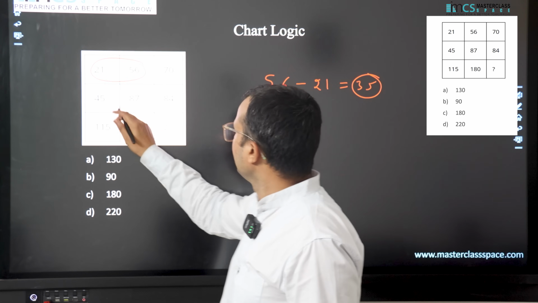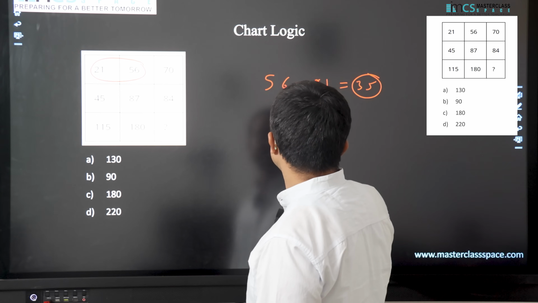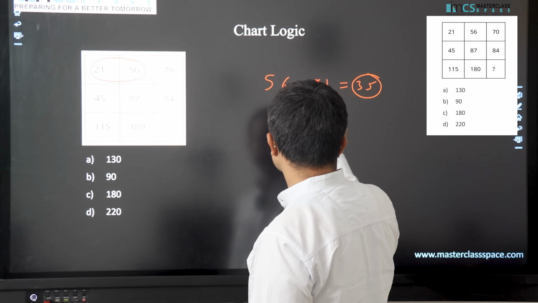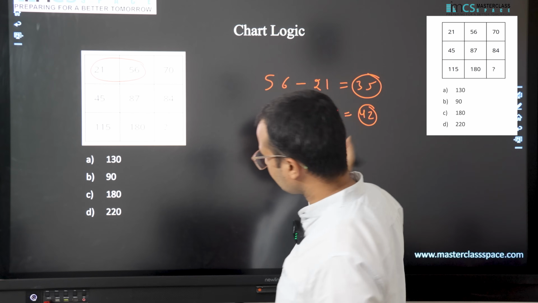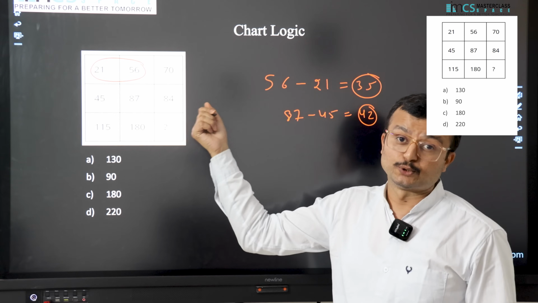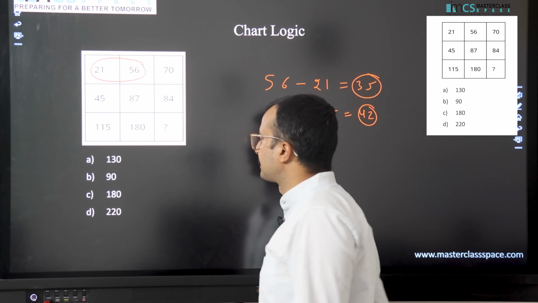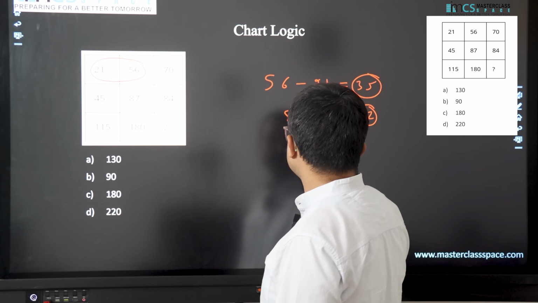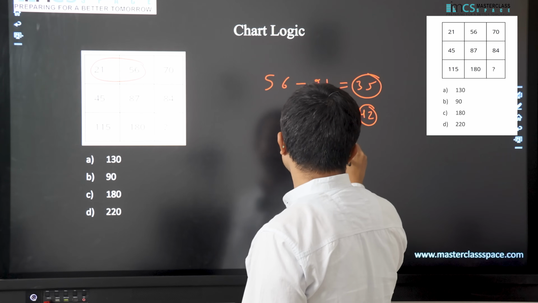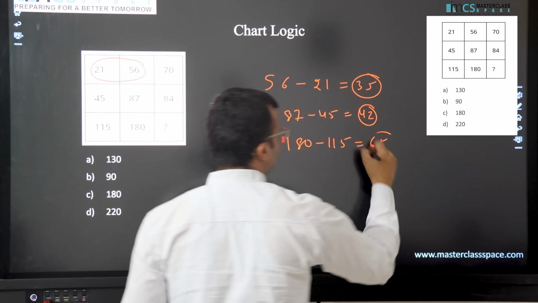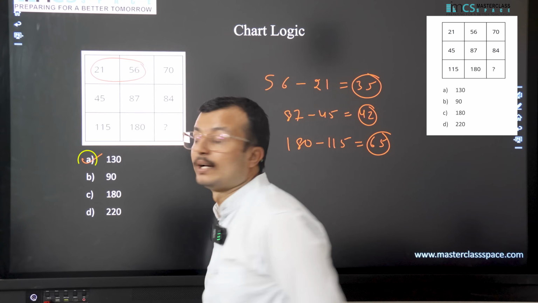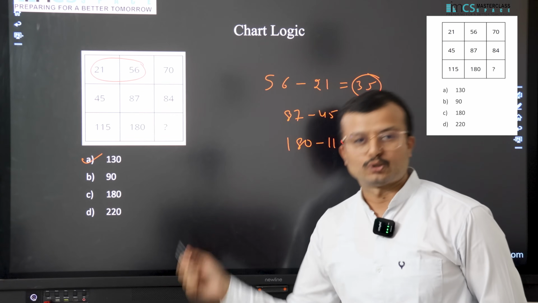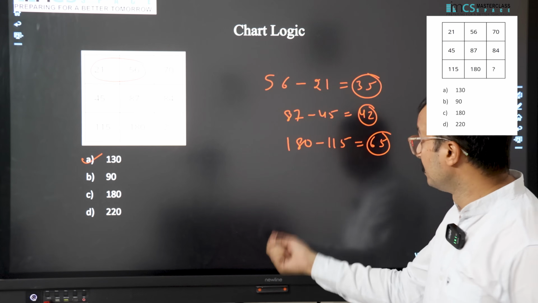Let's see. 87, 45. What is it giving you? 42. 42 when multiplied by 2 gives you 84. Okay, so our logic is correct. 180 minus 115, it is 65. 65 when multiplied by 2 gives you 130. Okay, so that way we have solved the question.